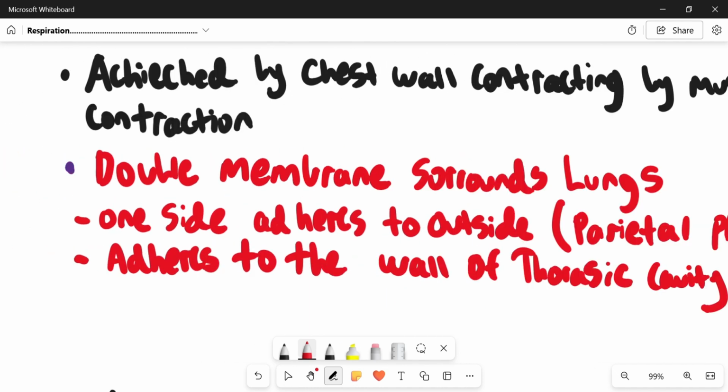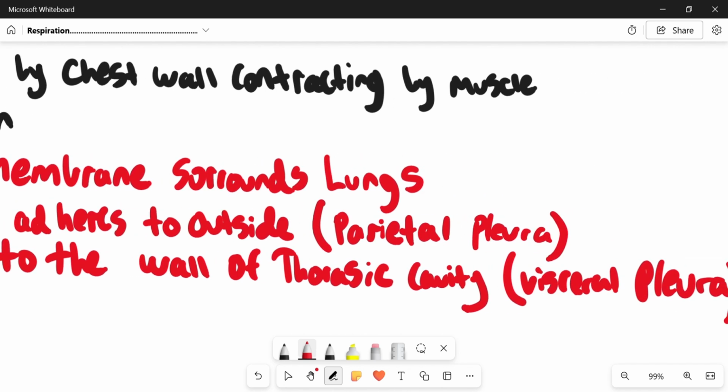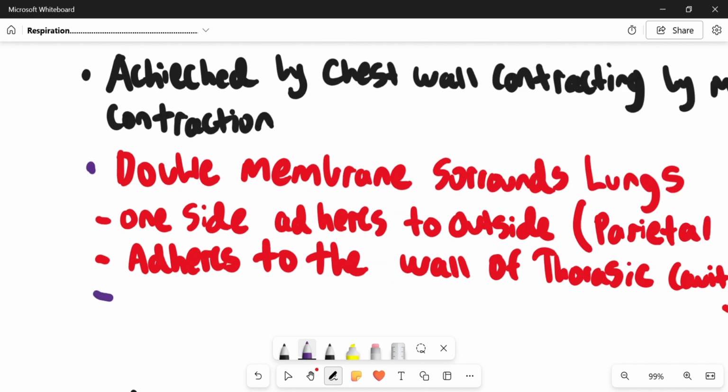The pleural fluid between the parietal and visceral pleura is what sticks these membranes together via hydrogen bonding, and this just ensures that the lungs contract as the diaphragm contracts. So, pleural fluid.